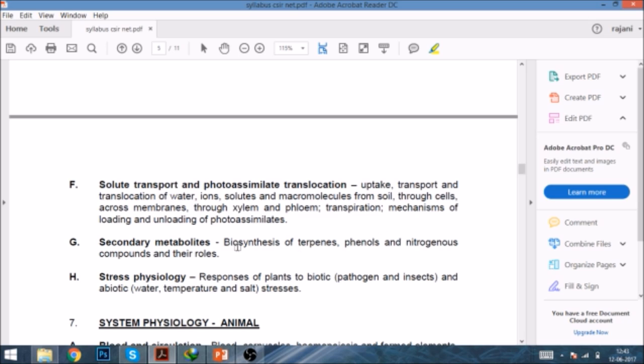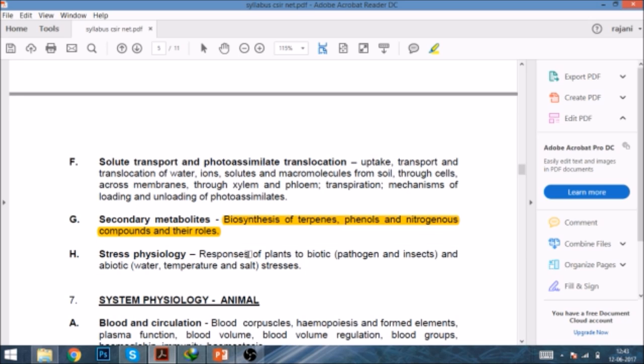And for the biosynthesis of terpenes, phenols and nitrogenous compounds, there is a very good chart in the plant physiology book. I prefer that book; just go through that chart once and you will be able to solve any questions based on the biosynthesis of terpenes, phenols and nitrogenous compounds and their roles. Stress physiology: just go through it once, swipe through the pages of this chapter, because this is an easy one and you can easily keep all those things in your mind.